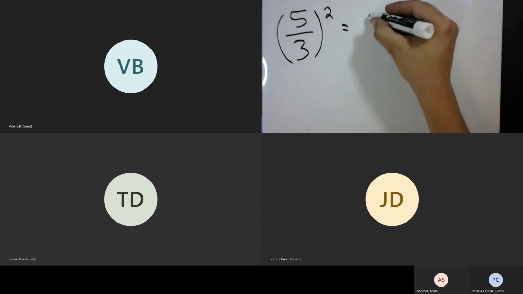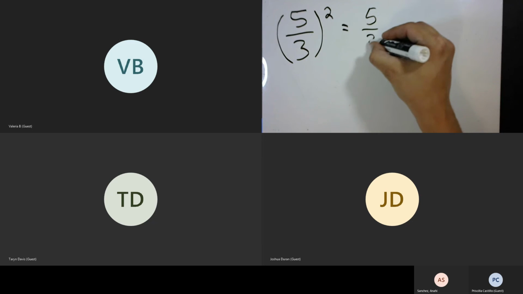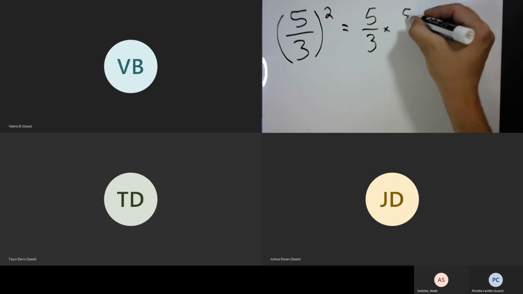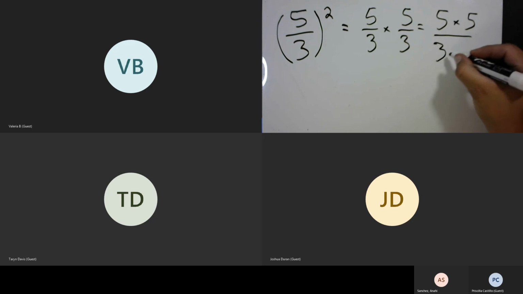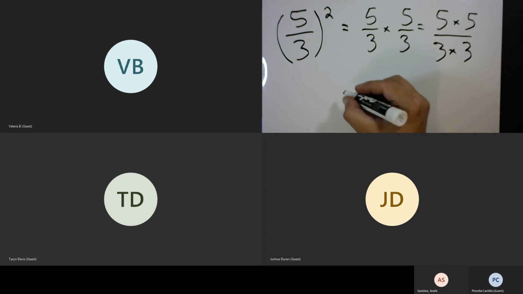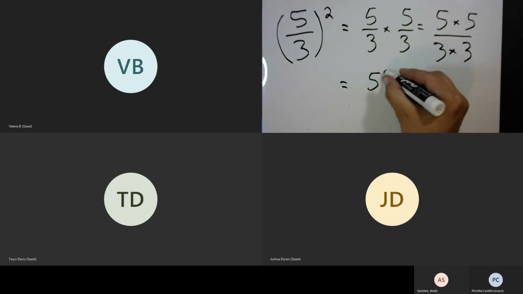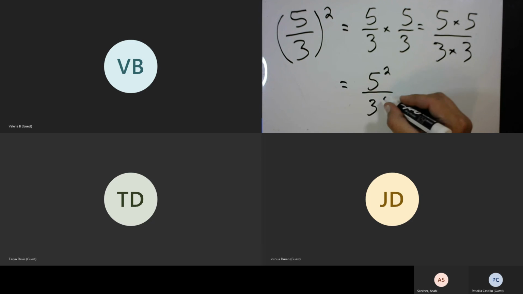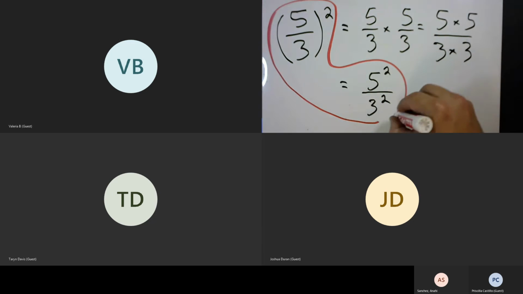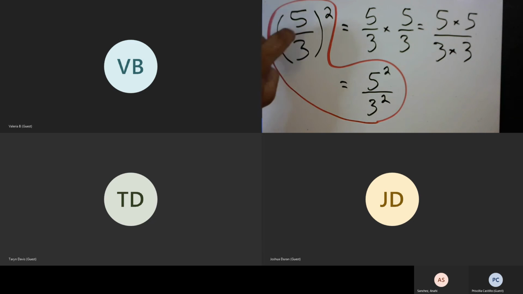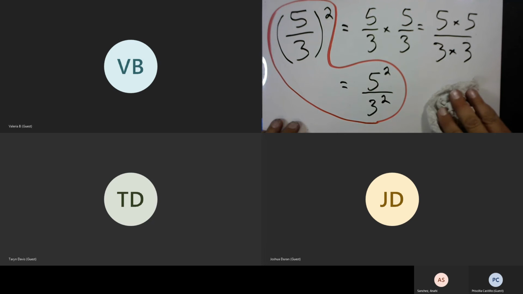Five-thirds quantity squared. Well, this would be 5/3 times 5/3, or 5 times 5 over 3 times 3. We'll get 5 squared over 3 squared. So if we're looking for a shortcut, it looks like we just distribute the 2 to the 5 and to the 3. And that's correct.